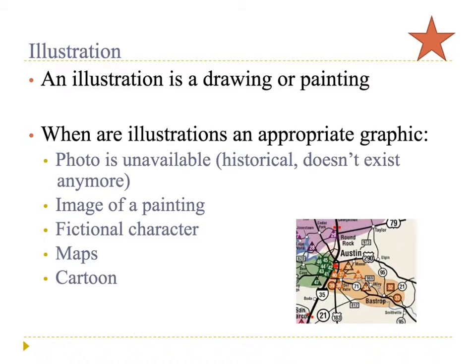Also, if there's an image of a painting, or if there's a fictional character going along with the fictional world, or if there's a map, obviously it's difficult to tell directions if there's just a photo of different streets. So you would want the different roads drawn out, like in this picture. Also, a cartoon obviously would be an illustration, not a photo.